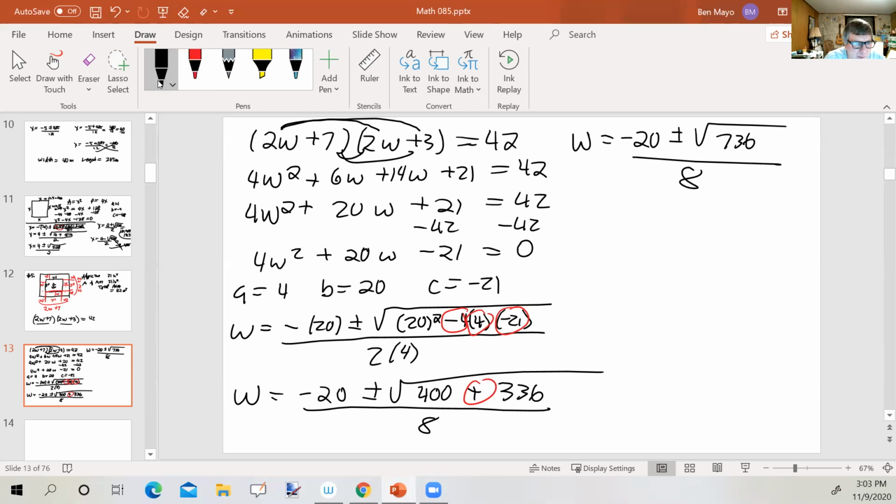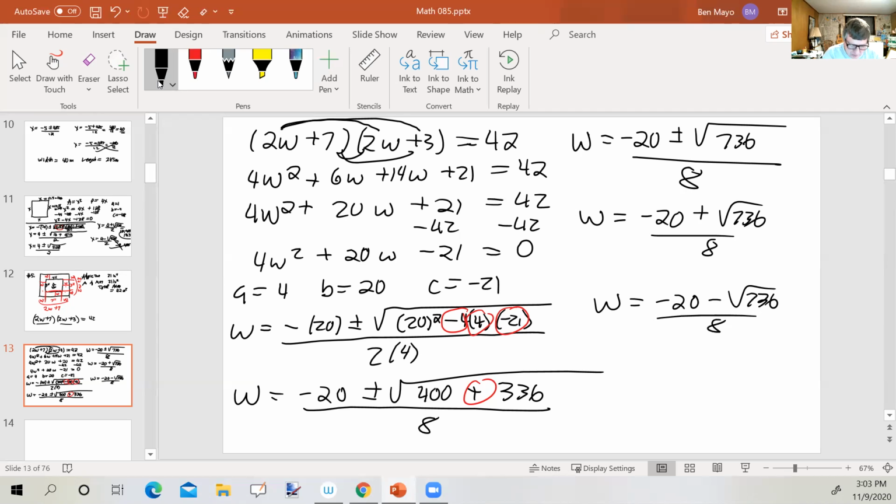Now, this problem from WebAssign said round to the nearest hundredth of an inch. So what that tells me is the square root of 736 isn't going to be nice. So going on from there, I've got negative 20 plus the square root of 736 over 8, and negative 20 minus the square root of 736 over 8. So let's take that top one. And we're going to go parentheses, negative 20 plus the square root of 736, close up the radical, close up the whole numerator, divided by 8.